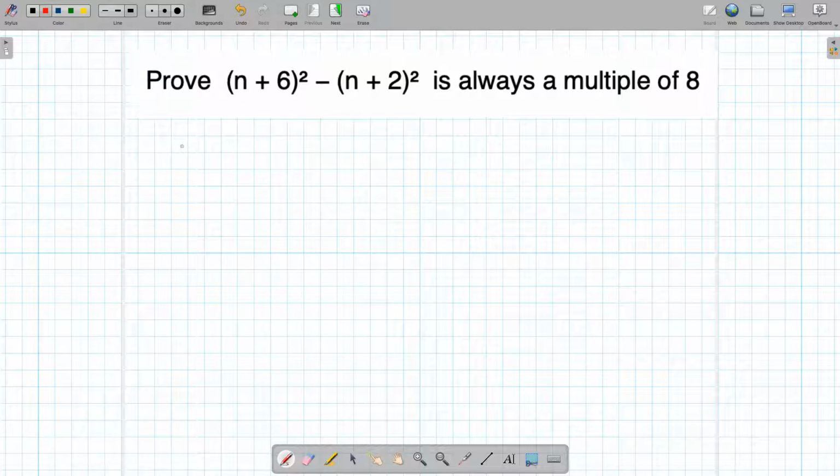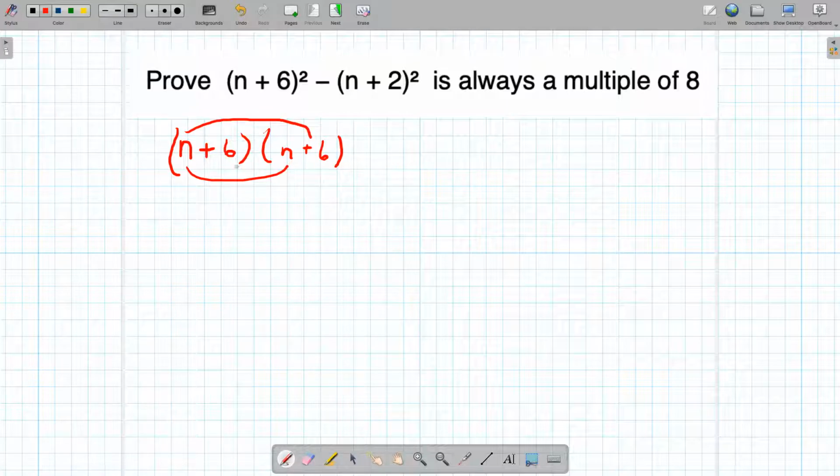So to do these questions, let's expand the bracket. Now when we expand the bracket, just a quick reminder that it's this thing multiplied by the bracket again, which gives us n squared, 6n, 6n, and 36. So that first one is n squared plus 6n and 6n is 12n, and 36 at the end.